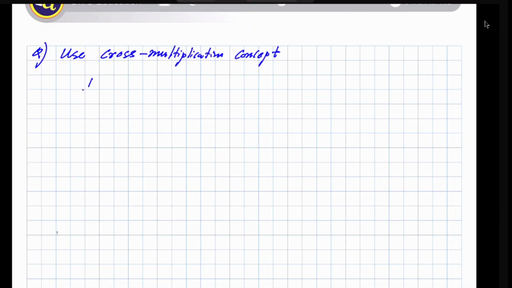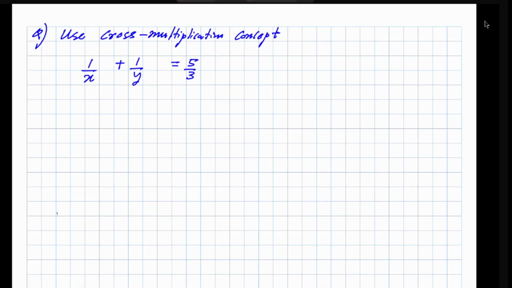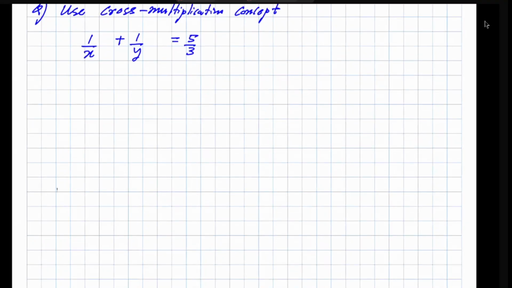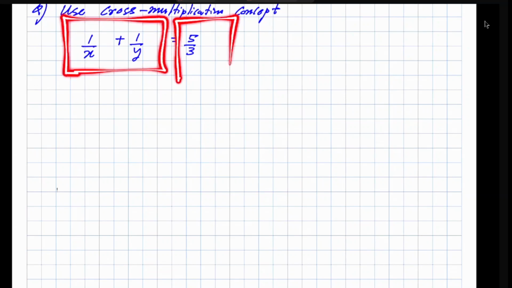1 divided by x plus 1 divided by y is equal to 5 divided by 3. Okay. How to do this question? Now, if you carefully look into this question, you have a fraction, one term on the right hand side, but you have two terms on the left hand side. So, the way it is given to you, you can't do it. What you have to do is, you have to make one fraction here and one fraction here.